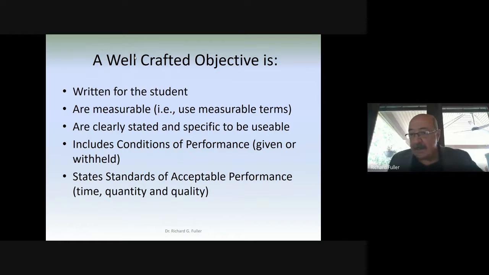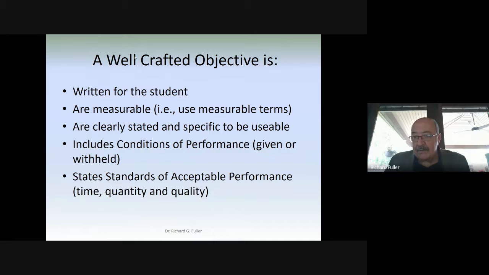Do I have to say with 100% accuracy, or do I have to say, well, I want them to be able to define the quadratic equation with 50% accuracy? No, I think it's assumed in that objective that we want it done. But when we talk about standards of acceptable performance, we're talking time, quantity, and quality. Let me give you an example. At the end of the lesson, the student will be able to type 40 words per minute with 3 or fewer errors in 5 minutes. Okay, that is time, quantity, and quality.